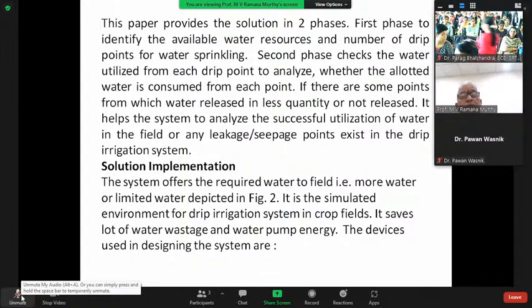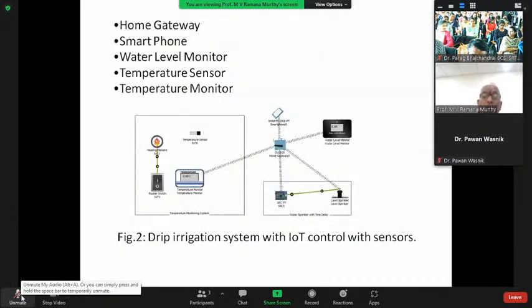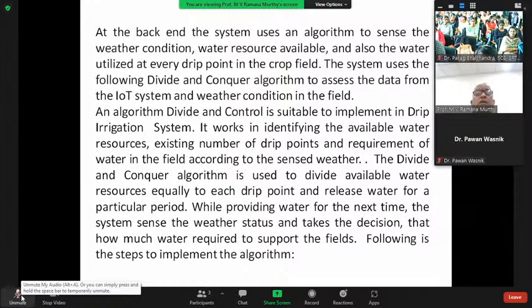The system offers the required water to the field, unlimited water, as already shown in the figure. This is the simulated environment for the drip irrigation system in the crops. It saves a lot of water wastage and water pumping energy. The devices used in designing the system, as already told: a home gateway, a smartphone, a water level monitor, a temperature sensor and a temperature monitor are required. So we club all these things together.